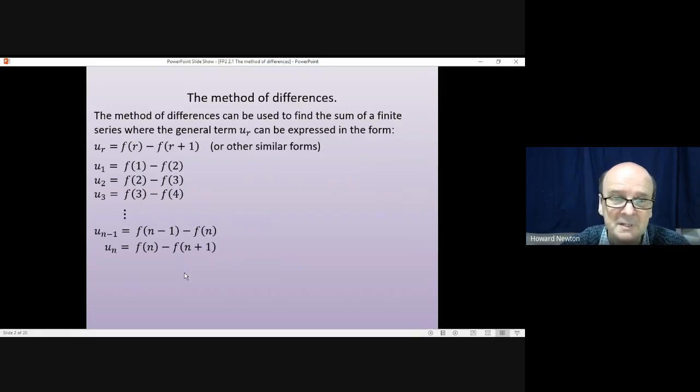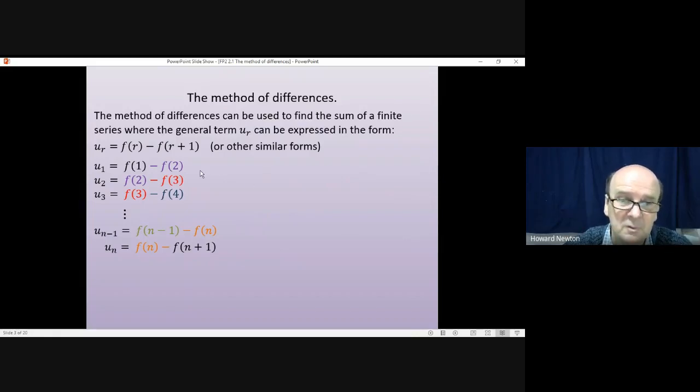Now, writing the same thing down, but using a little bit of color to make things slightly clearer, you'll notice that in the first term we've got minus f(2), and in the second term plus f(2). Then we've got minus f(3) and plus f(3). That keeps on happening all the way down until we get to a minus f(n) and a plus f(n). The significance of that is we're about to find the sum of this series.